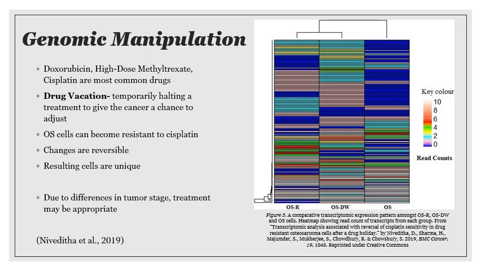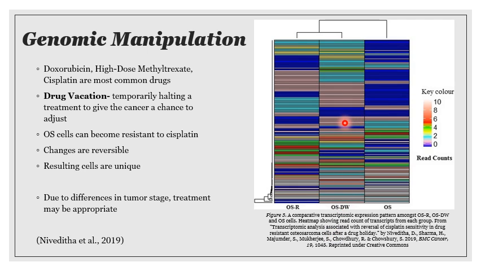In the case of cisplatin resistance, the changes are reversible, but unlike normal differentiated osteosarcoma cells, the resulting cells are unique. So here on the right, we have a picture of, let me pull up my laser pointer again, osteosarcoma. Here is our normal cell, so this cell was never treated. This cell was treated and has now become resistant to cisplatin, and this cell was given a drug vacation.